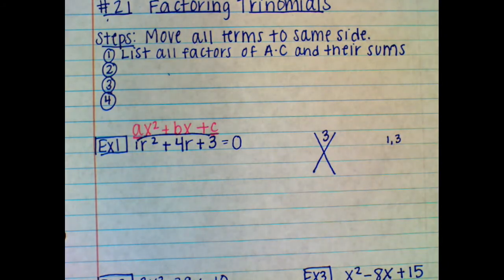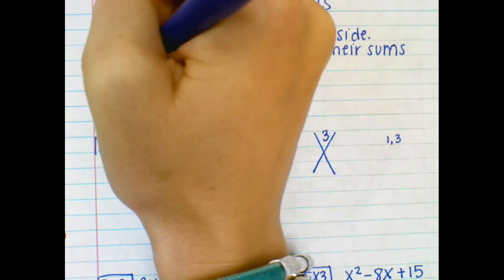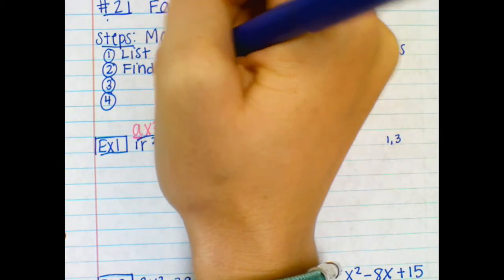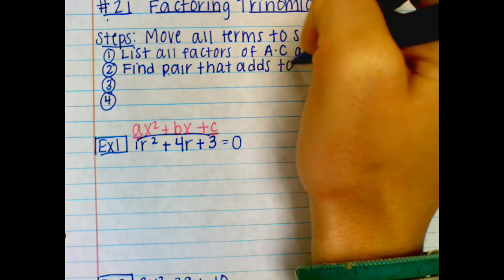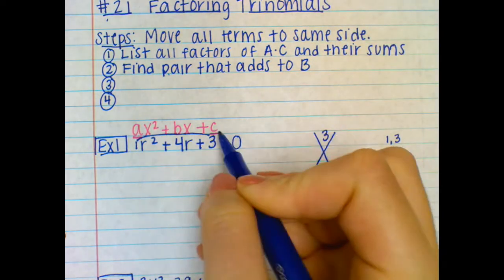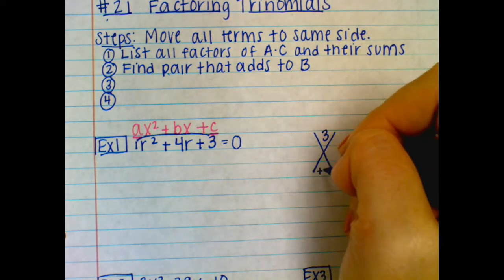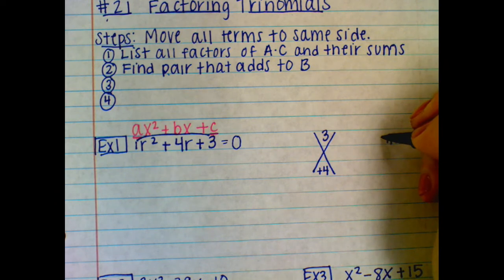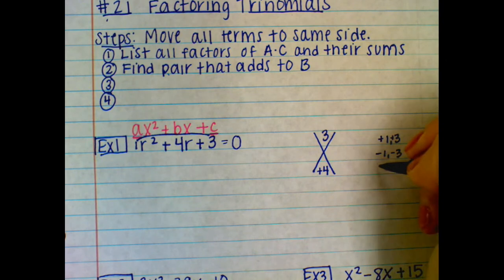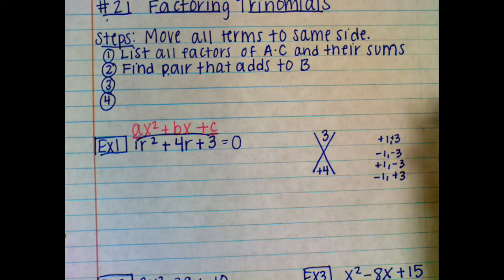Then step 2 is to find the pair that adds to B. Well, now that we know this is A and C, B is here, B is 4. So I want them to add to positive 4. So what I need to figure out is factors of 3 that add to 4. Well, the only factors are 1 and 3. So they can have these signs. They can both be positive. They can both be negative. One can be positive, one can be negative, or one negative and one positive. So we'll make our list.